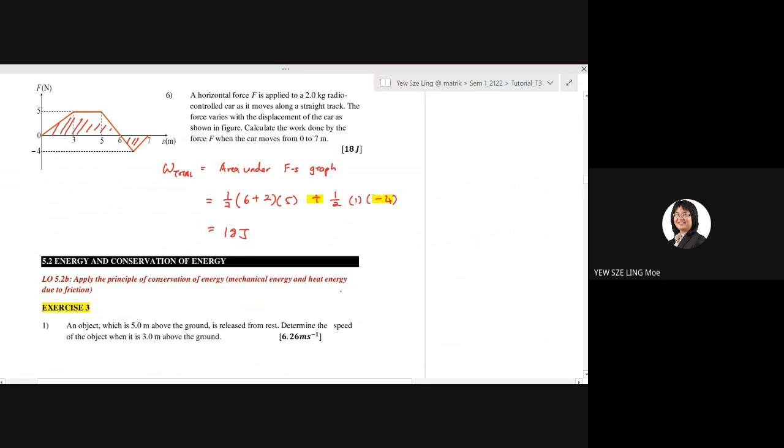So done, very simple. As long as you know work done is equal to area under the graph.